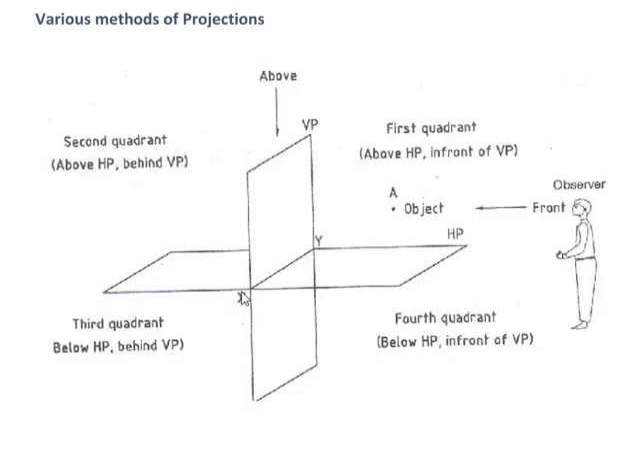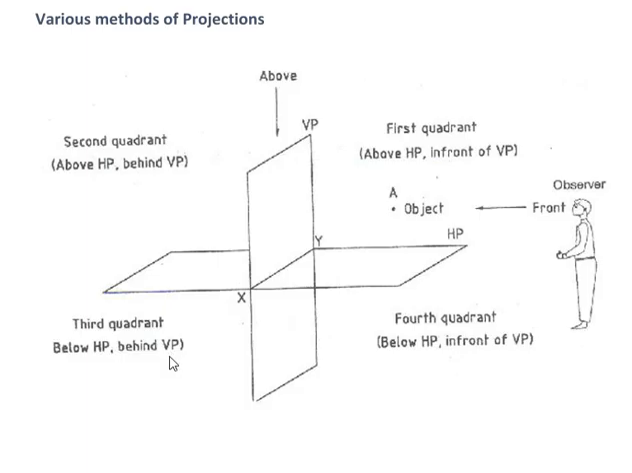First angle projection method means there is a reference line, the XY line. What is the XY line? The vertical plane and horizontal plane intersect, and as a result of the intersection, we get the XY line. That XY line is called the reference line. Above XY, there is the vertical plane space. Once the horizontal plane is rotated, below XY there is the horizontal plane space. So above XY we can see the front view, and below XY the top view. This is the first angle projection method.